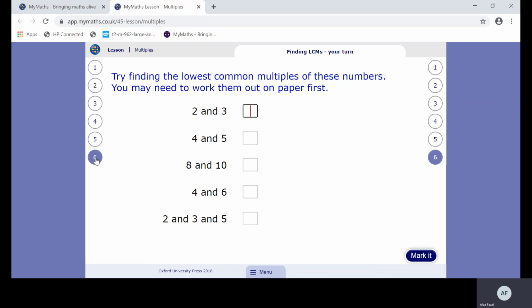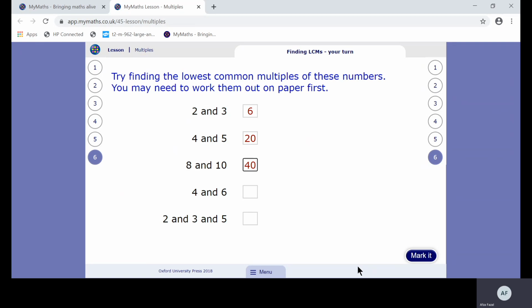So imagine 2s and 3s: 2, 4, 6, 8, 10; 3, 6, 9, 12, 15. You write down the first 5 multiples of each. So in your 4s, you've got 4, 8, 12, 16, 20. 5, 10, 15, 20, 25. So it's 20. 8s and 10s: 8, 16, 24, 32, 40; 10, 20, 30, 40, 50. So there it's 40. Write down the first 5 multiples, you'll be able to work it out from there.